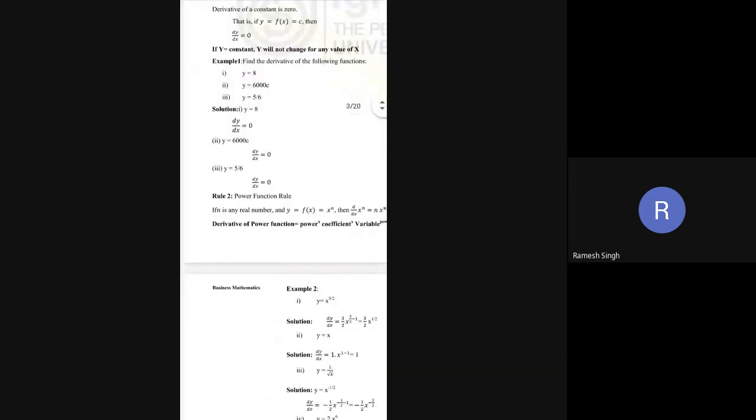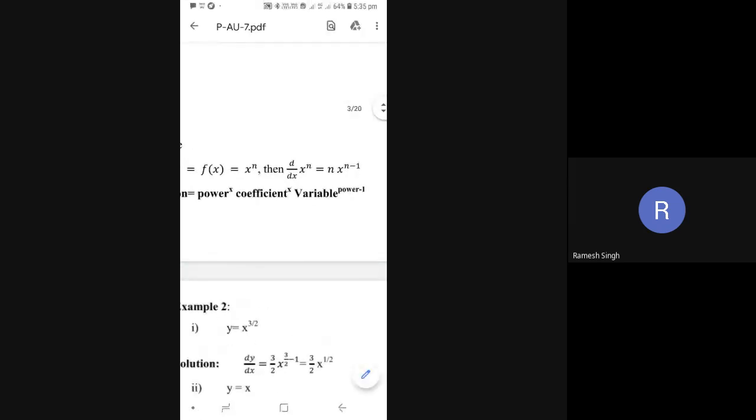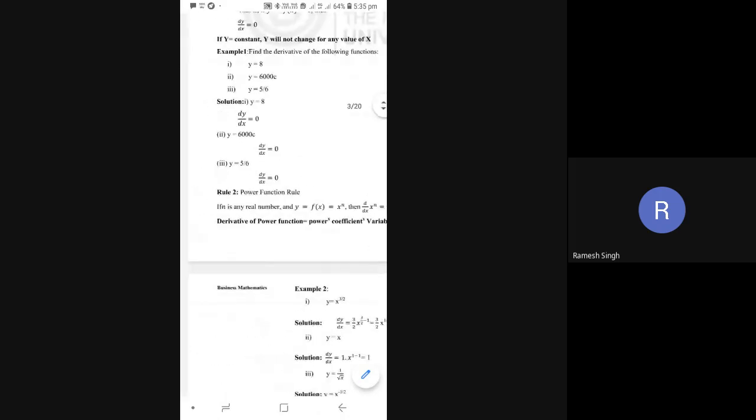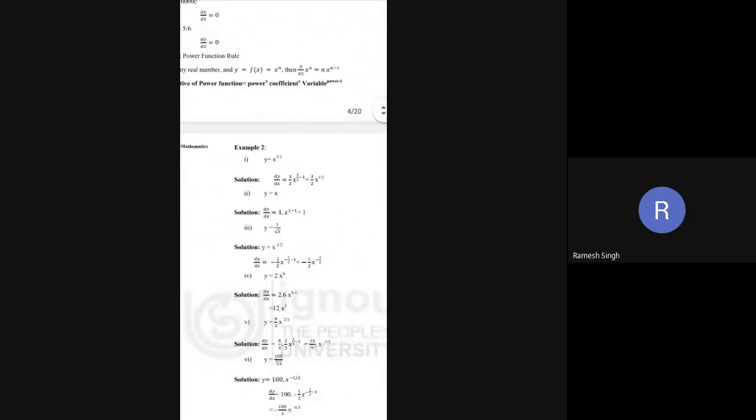So rule 2, power function: d of x to the power n by dx equals n into x to the power n minus 1. If x square is given, so 2 is n. How will it be done? 2 into x to the power 2 minus 1. In that way, it will be derived. Then here examples are there.